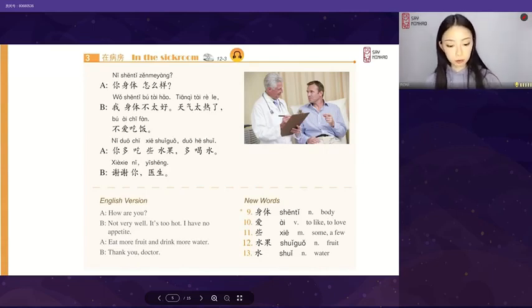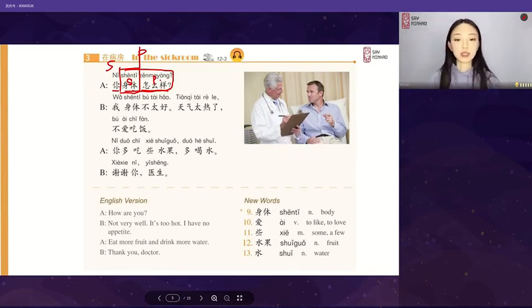Okay, now let's see it sentence by sentence. First sentence is 你身体怎么样? How's your health condition? How do you feel? 你 is the subject, and 身体怎么样 is the predicate. And in this predicate, we can see 身体 is the small subject, and 怎么样 is the small predicate. 身体怎么样? How's your health condition? How do you feel?